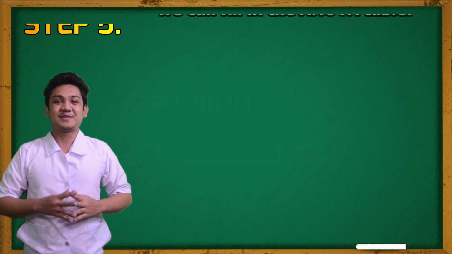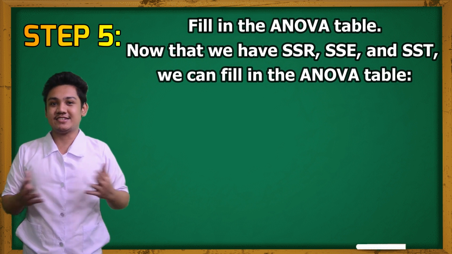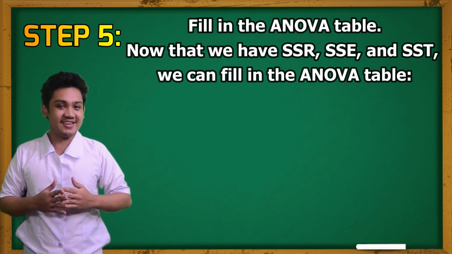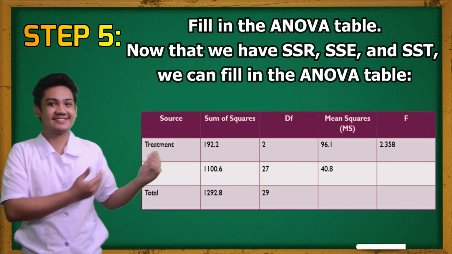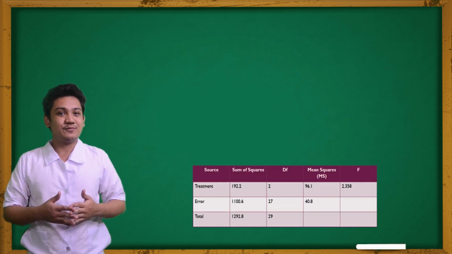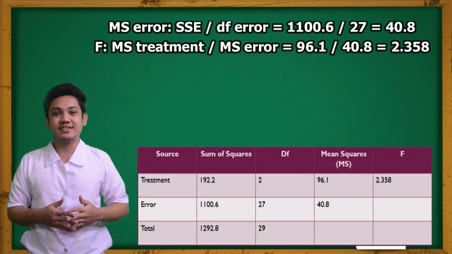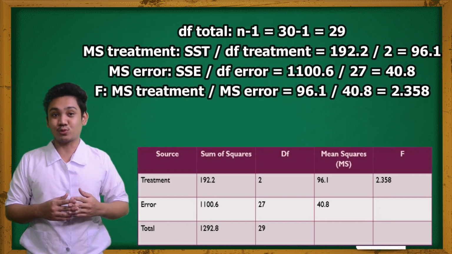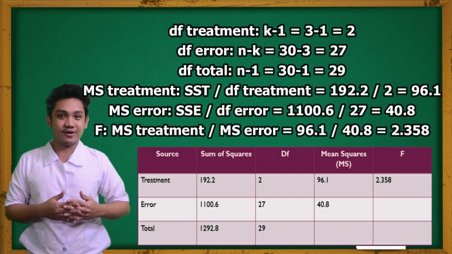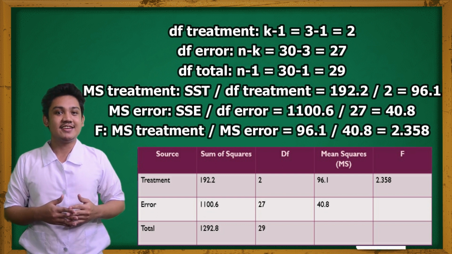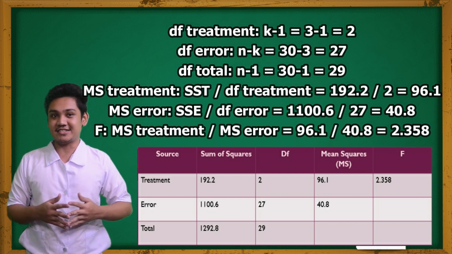Step 5. Fill in the ANOVA table. Now that we have SSR, SSE, and SST, we can fill in the ANOVA table. The formula for DF treatment is K minus 1. In our solution, 3 minus 1 is equal to 2. The formula for finding DF error is N minus K. In our solution, 30 minus 3 is equal to 27.